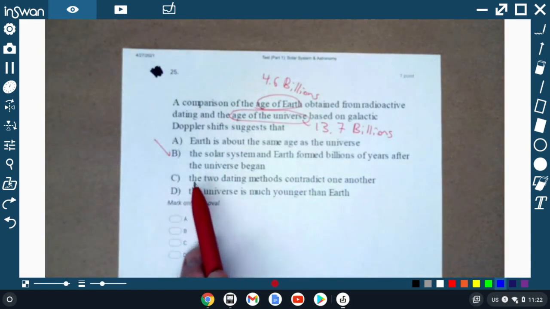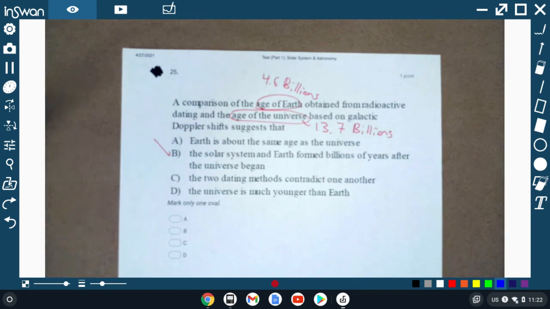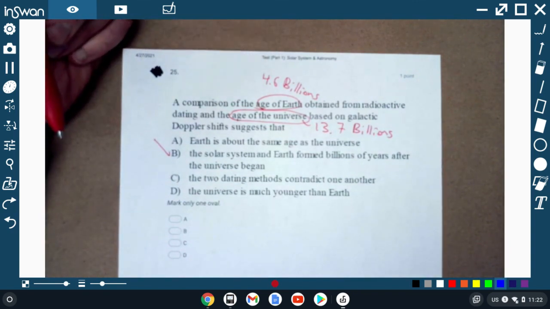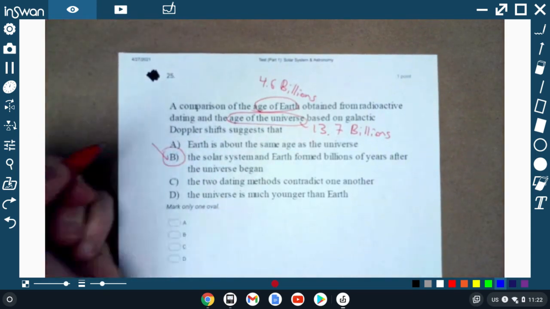Number C, or letter C, the two dating methods contradict each other. No, it's the same method. That's okay. The universe is much younger than Earth. How can 13.7 be younger than 4.6? All right, so B is our correct answer.